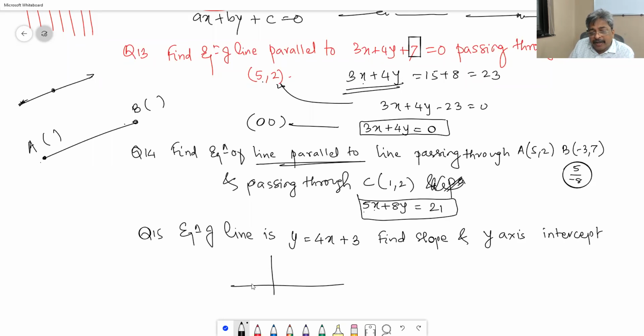If this is the xy coordinate system and the line looks like this, then this distance is the y axis intercept. Suppose the y axis intercept is C, that means the coordinate of this point is (0, C). So find the y axis intercept and slope of this line.